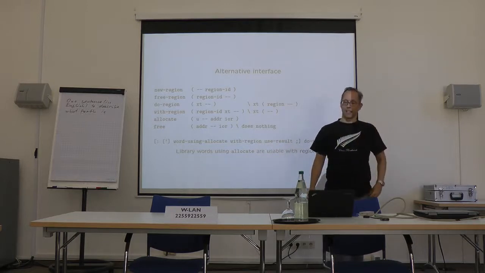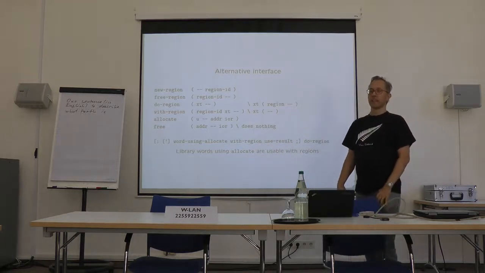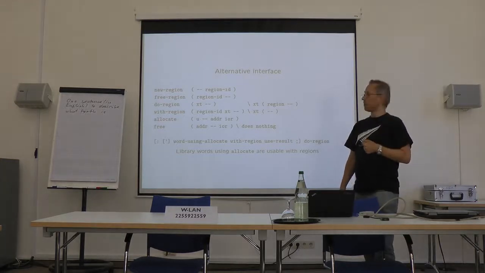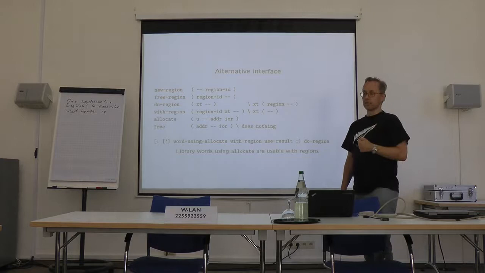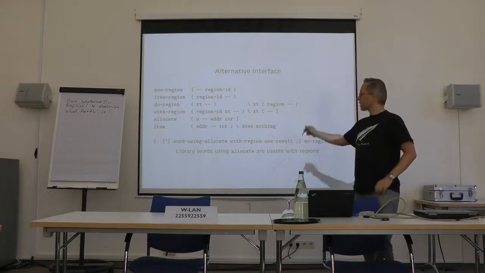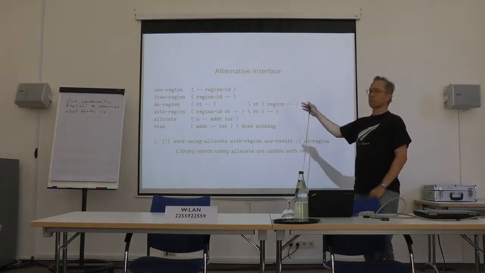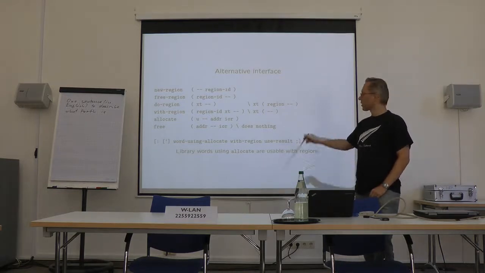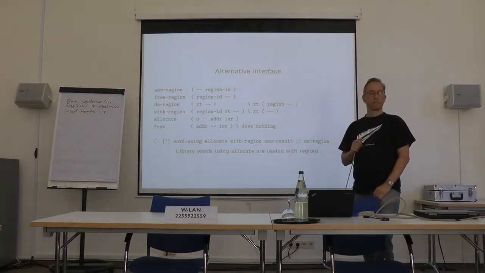So the idea is I tag onto allocate and free, because then we can use a library function that's written for using allocate and free, and still use it with region-based allocation and make it more convenient.